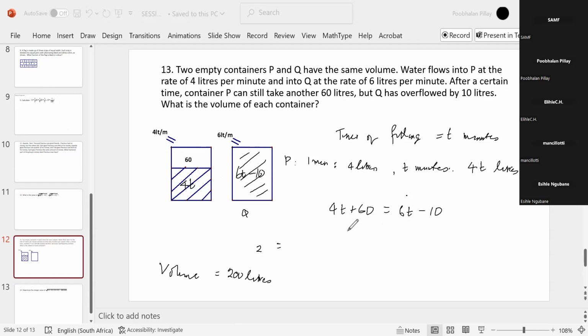So the normal thing is 4t minus 6t. You are told to bring all the unknowns to one side. Minus 10 minus 60. You get minus 2t is equal to minus 70, divided by minus 2, and you get t equals 35 minutes, which is exactly what we calculated earlier on without using any symbols. And from this point onwards, you can calculate the volume as we did.